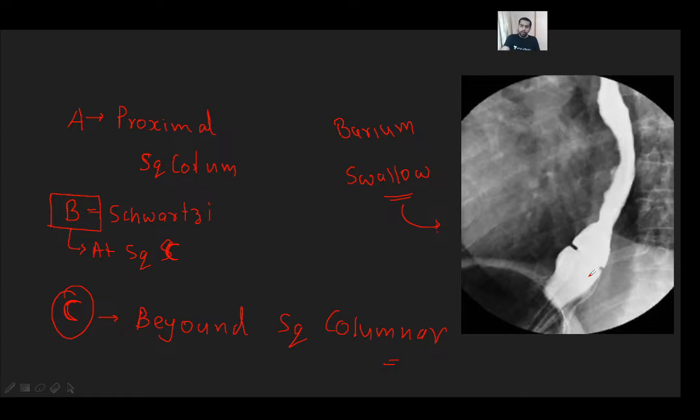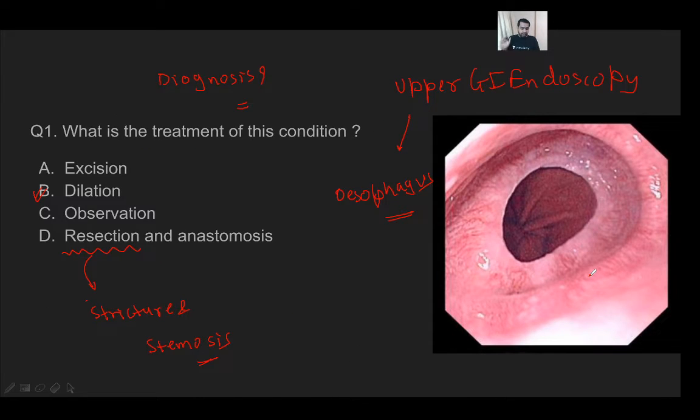This is a barium swallow. This is an upper GI endoscopy finding. If you find an esophageal ring, you have to go for dilation. You cannot go for an excision or a resection of that particular ring, because these patients may land up with stricture or stenosis. Understood? Now let's move on to the next question.